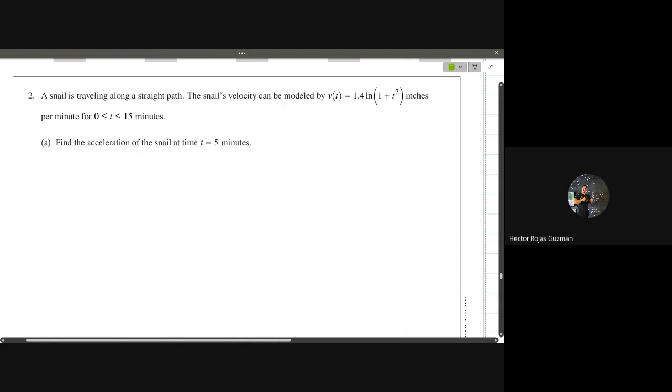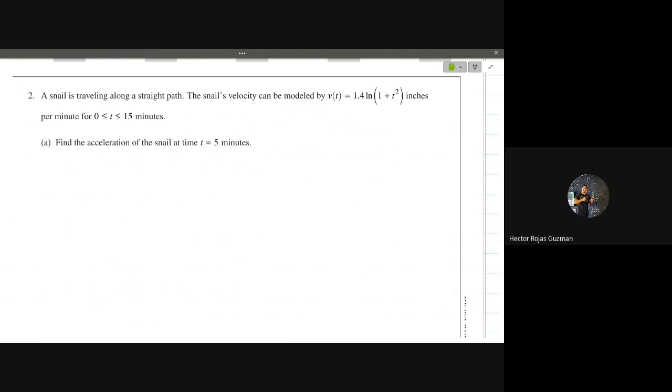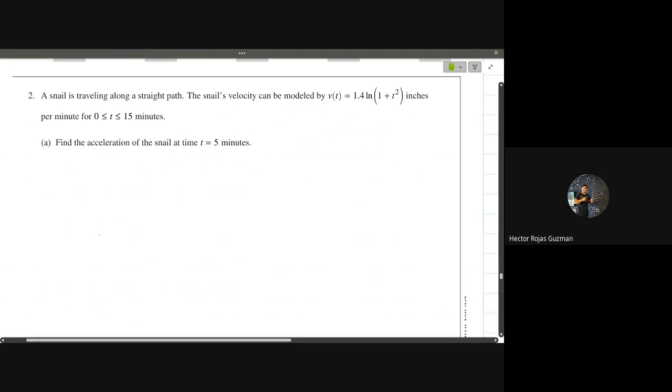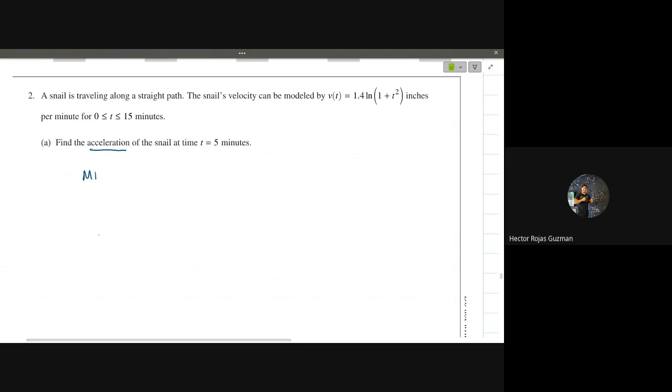2. A snail is traveling along a straight path, and we're given the velocity. Find the acceleration. Okay. This is a really easy question because we have a calculator. If you want to find the acceleration, all you got to do is use math 8 at t is equal to 5. And just give the answer. A of 5 equals 0.538.